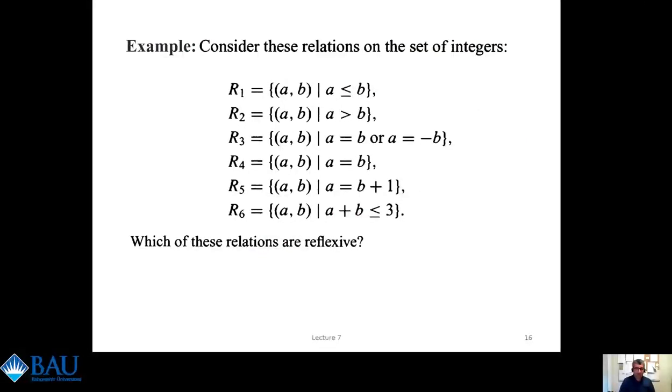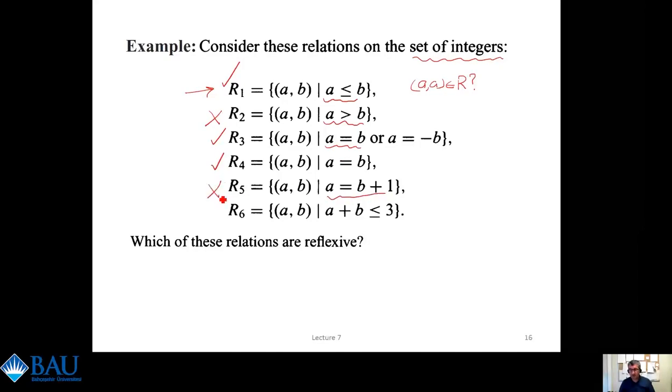Now look at this set. In this example, set A is given as integers, and we have 6 different relations. Which one is reflexive? About the first one: is it reflexive? Meaning, do we have an (a, a) in R? The answer is yes, we have it. So for the first one, the answer is yes. Second one, no, we don't have it. Third one, yes, we have it. Next one, yes, we have it. R5, no, we don't have it.